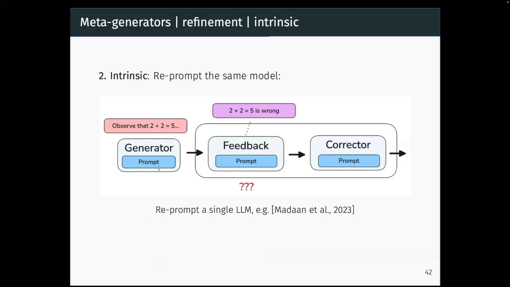What is more of an open question is the intrinsic refinement methods. Here we have some language model, and we basically want to reprompt it. We prompt it once to generate an output, and then we reprompt it to look at this output and generate some feedback for it. Then we reprompt the same model again to correct the output or to stop based on its own feedback. Everything is self-contained, and there's no new information coming into the model.